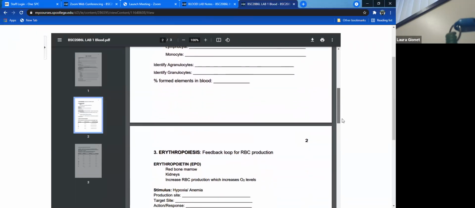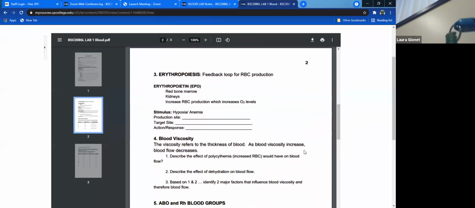So then we go to the next page. Erythropoiesis, our feedback loop for red blood cell production. So here we have erythropoietin, that's the hormone. Right? You have red bone marrow, kidneys, increase RBC production, which increases O2 levels. Those are the answers you put into these vacant lines. So here's your negative feedback loop, per se. We have a stimulus, a production site, a target site, and an action response.